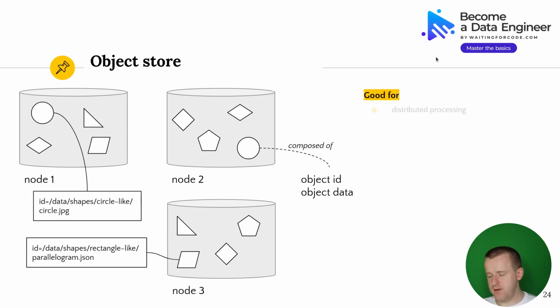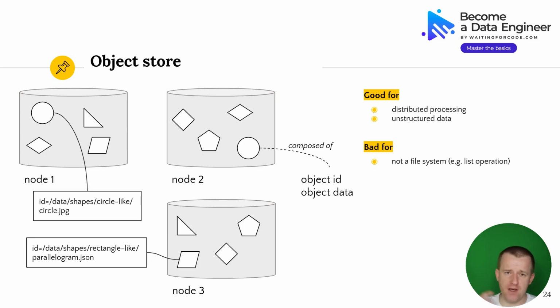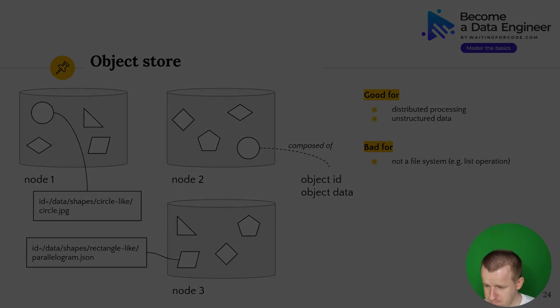Good points, this is very well suited for distributed data processing and for unstructured data, but on the other hand, it's not a file system, so some of the operations you may think are fast, like listing, may be slower than for a distributed file system.